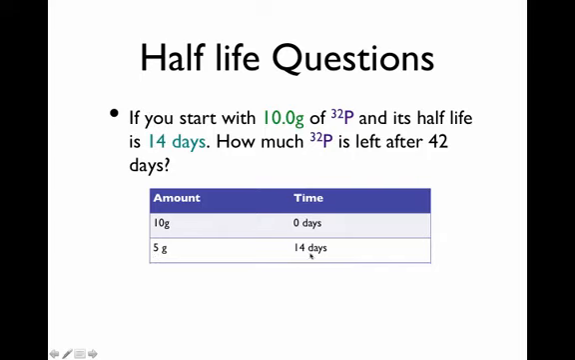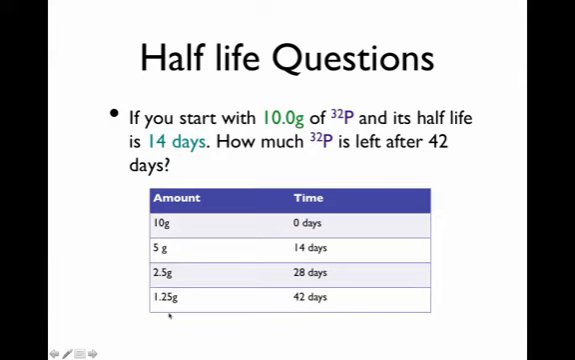The next question is, how much is left after another 14 days? And in another 14 days, it's going to be 28 days. Well, it's going to be half of 5 grams, and half of 5 grams is 2.5 grams. So after 28 days, we should have 2.5 grams of P32 left over. And then you can ask the question again, how much P32 is left after another 14 days? Another 14 days is actually 42 days, which is what the question was asking. Well, it's going to be half of 2.5 grams, and half of 2.5 grams is 1.25 grams.